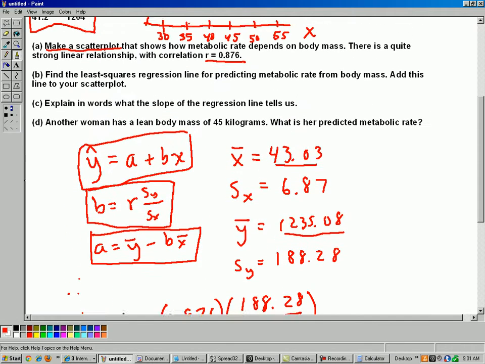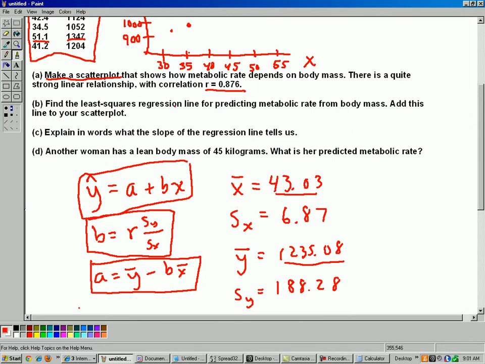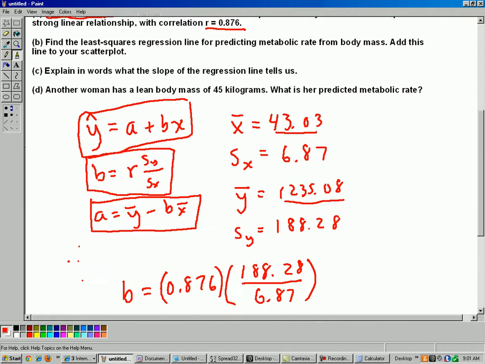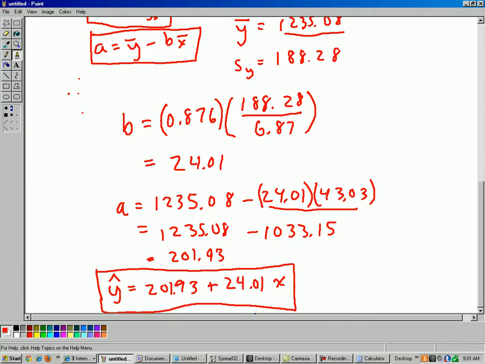So that's part B. Find the least squares regression line for predicting metabolic rate from body mass. Add this line to your scatter plot. So now we have to graph this. So you can just make a rough sketch. You don't have to be terribly precise here, but the y-intercept is 201.93. For graphing purposes, let's just call that 200.